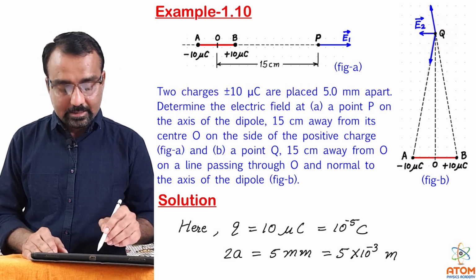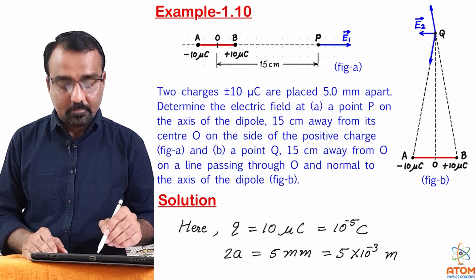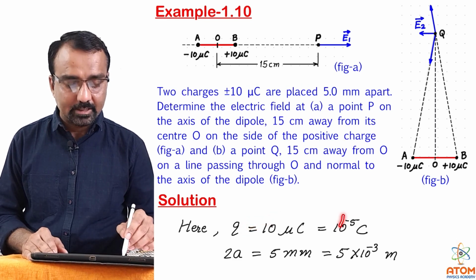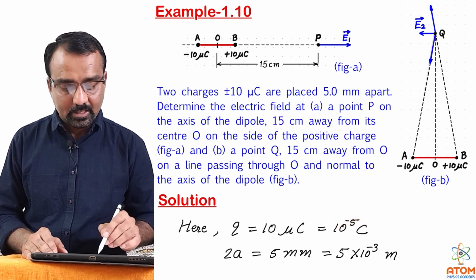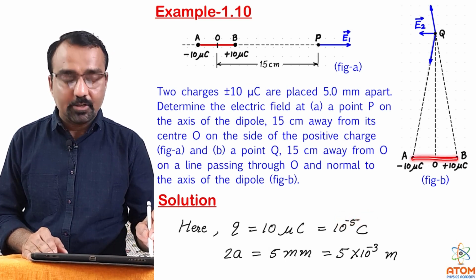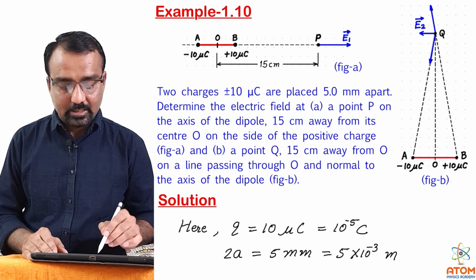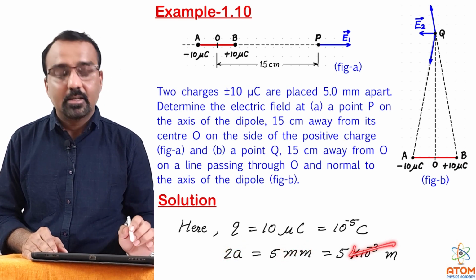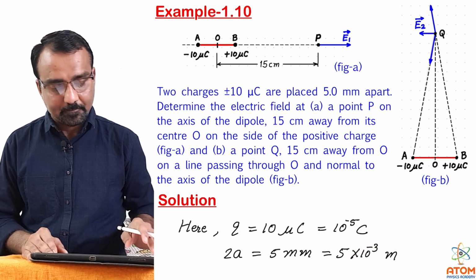So we need to find the electric field here also. Now first let us put the values. The basic value, the charge Q, is 10 microcoulomb, that is 10 raised to minus 5 coulomb, and the distance between the two charges of the dipole, that is 2a, is 5 millimeter, that is 5 into 10 raised to minus 3 meter.